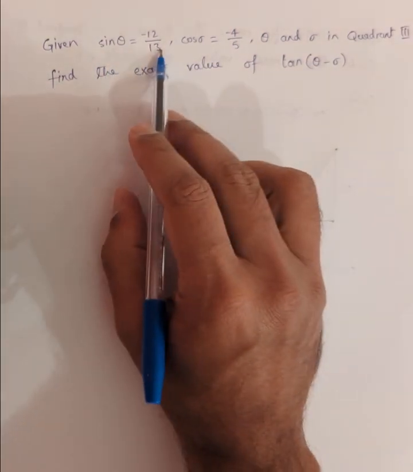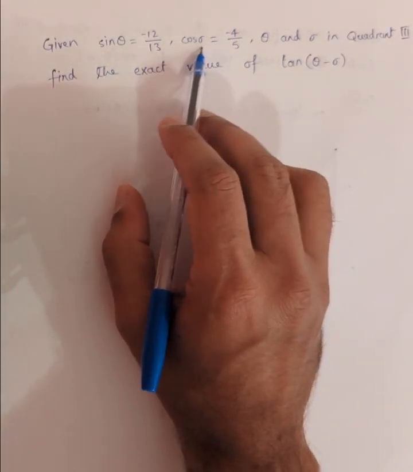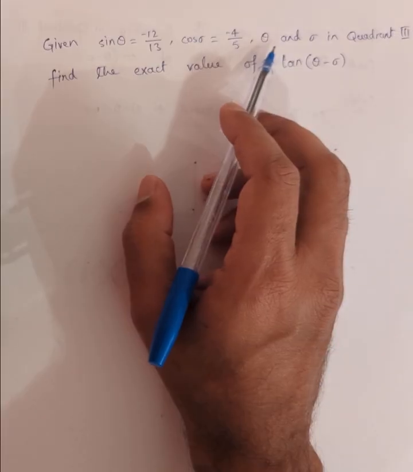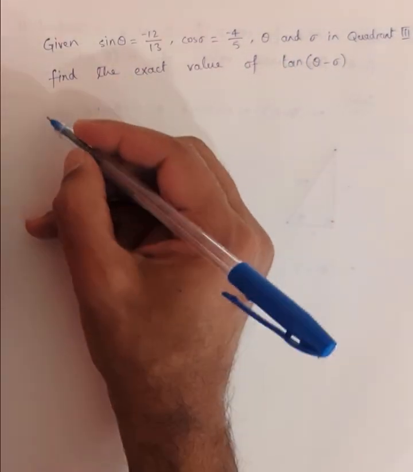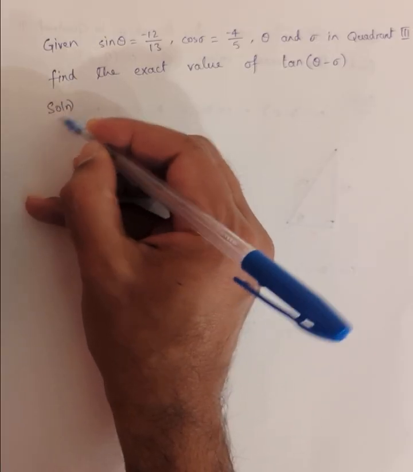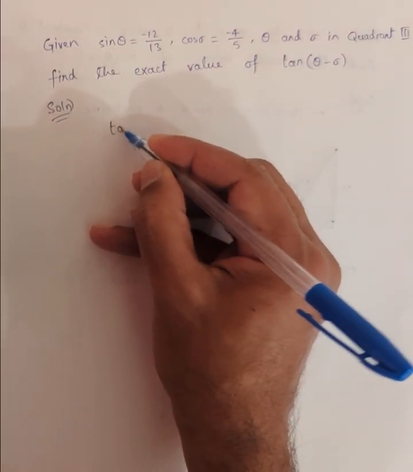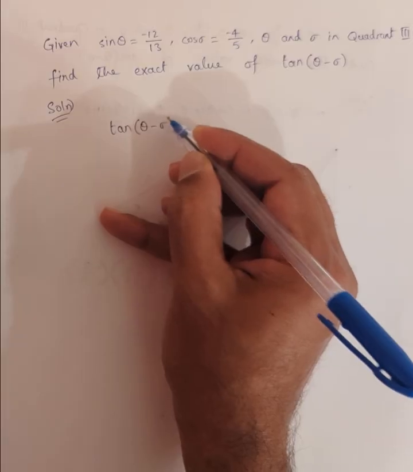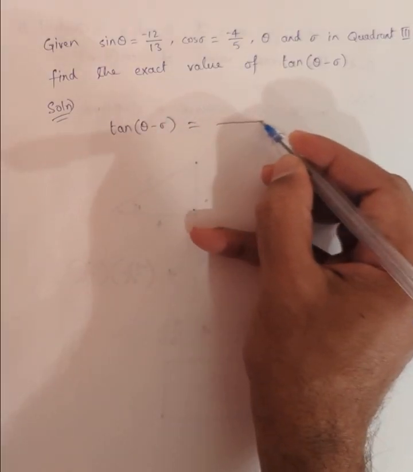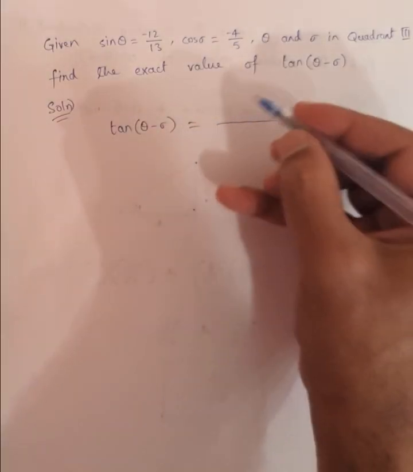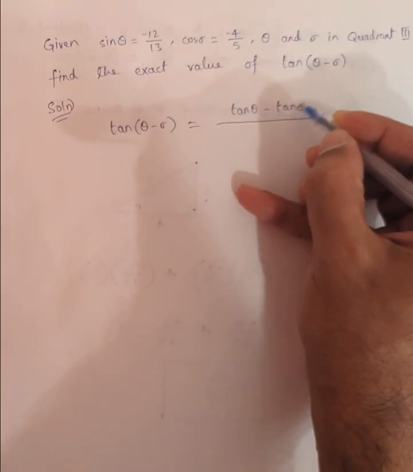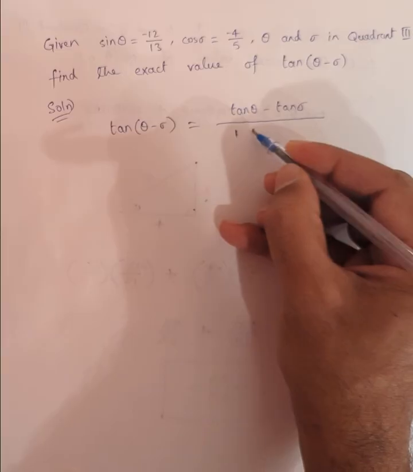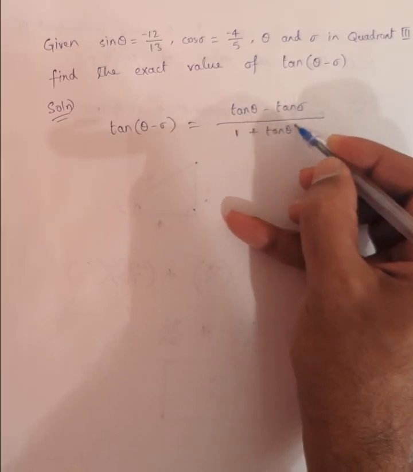Given sine theta equals negative 12 over 13, cos sigma equals negative 4/5, theta and sigma in quadrant 3, find the exact value of tan of theta minus sigma. So let's write down tan of theta minus sigma. The formula is going to be a fraction where the numerator happens to be tan theta minus tan sigma over 1 plus tan theta tan sigma.